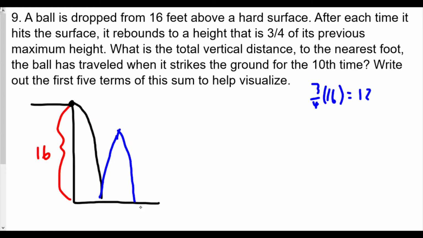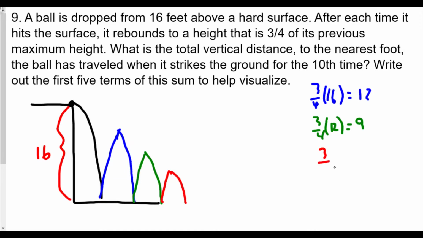All right. And then at the second bounce, it goes up to 3/4 of 12. Now 3/4 of 12 is equal to 9. So it goes back down 9. And so we see in this case that we have vertical distance going up and down. All right. And so now we want to figure out the 10th time. Now it says here the first 5 terms of this sum to help visualize. Well, we could keep going in this case for our next bounce. In this case, we can be here and down here.